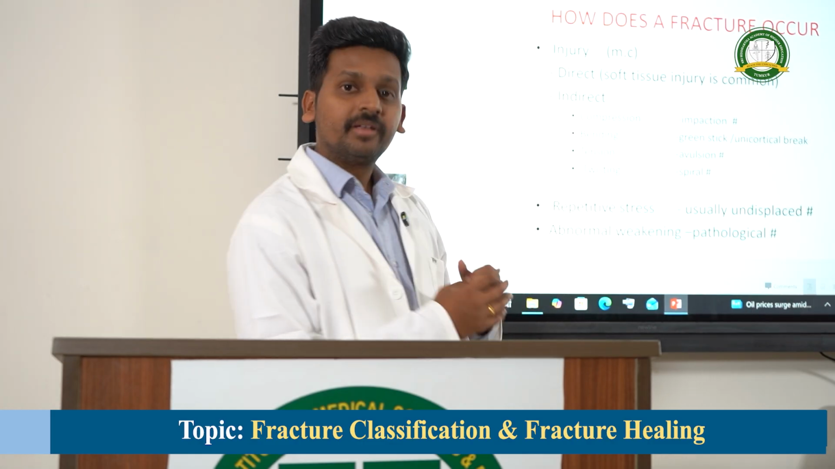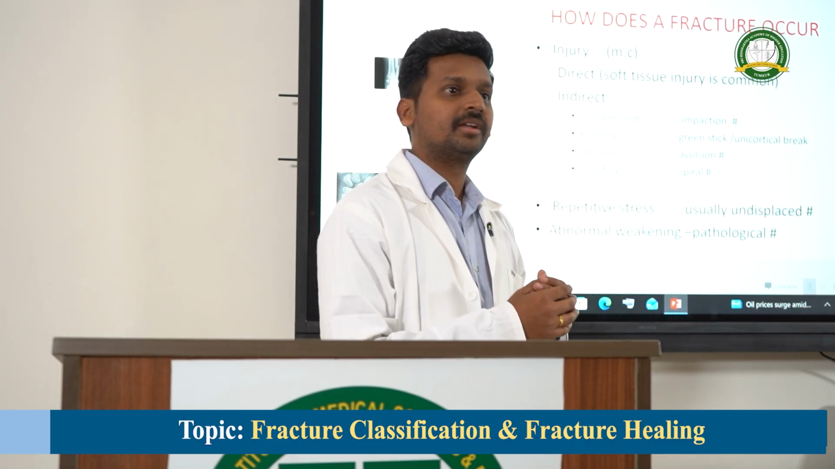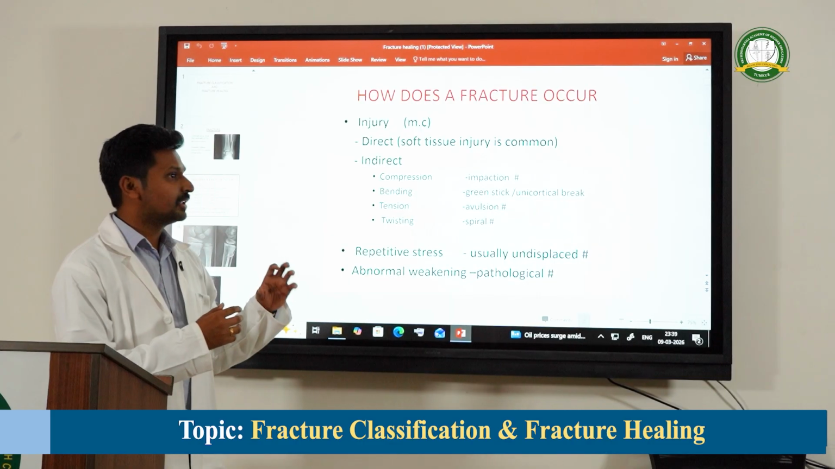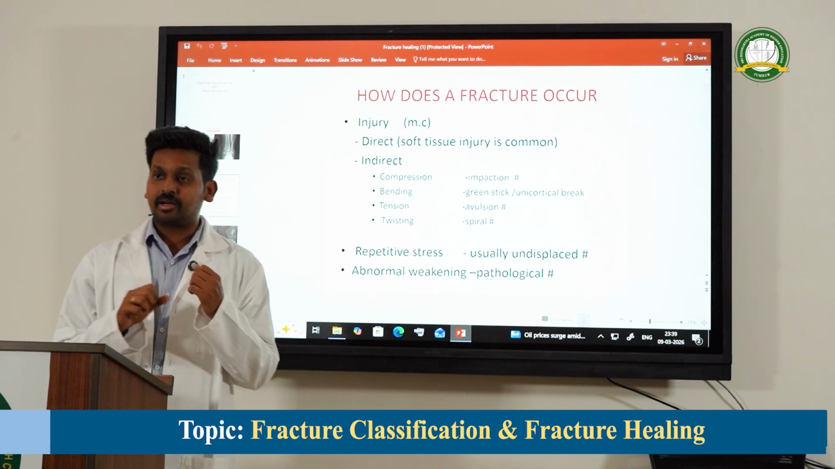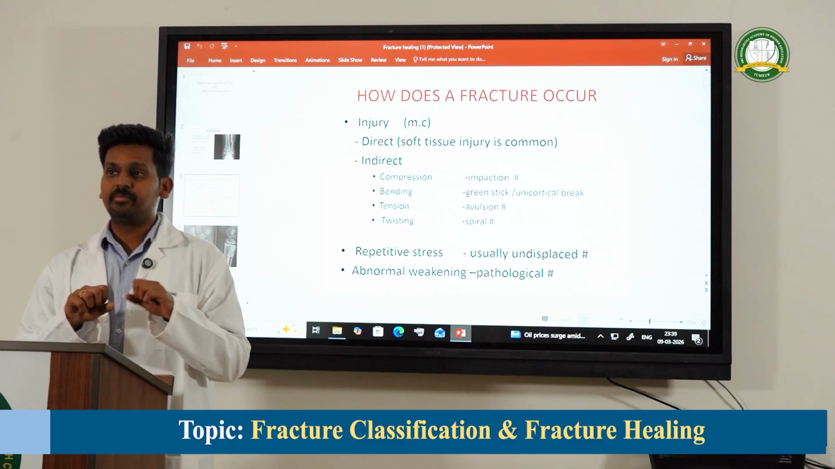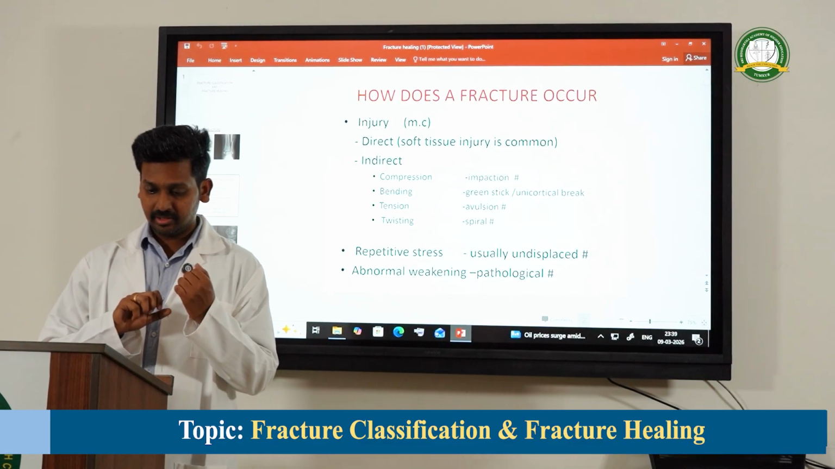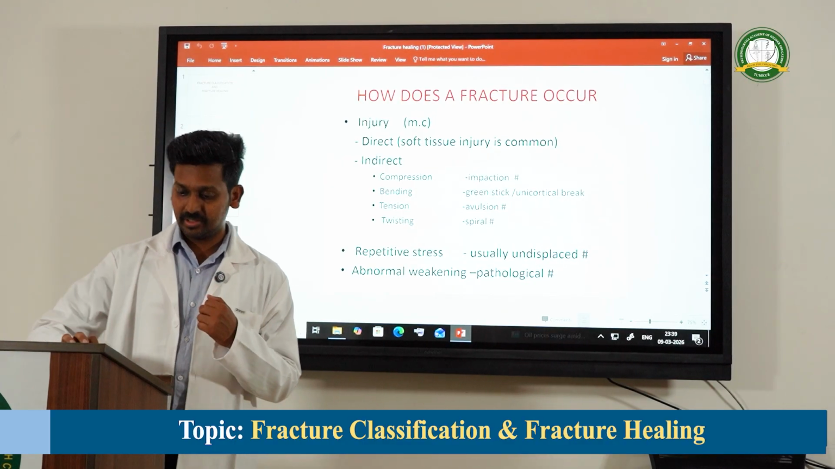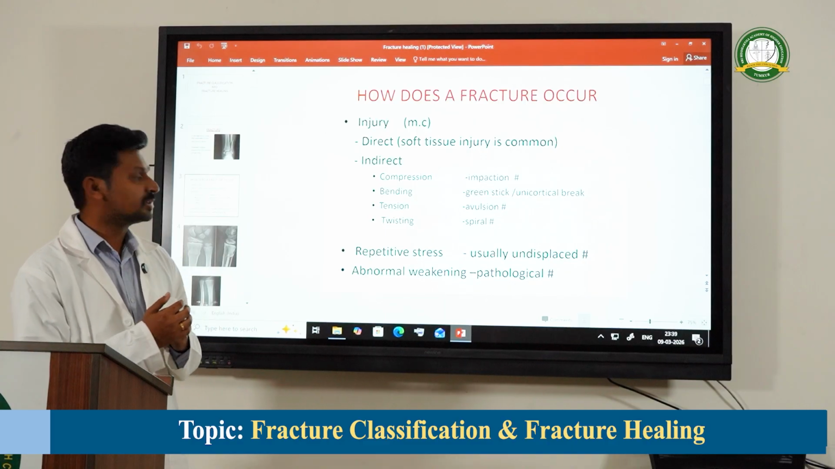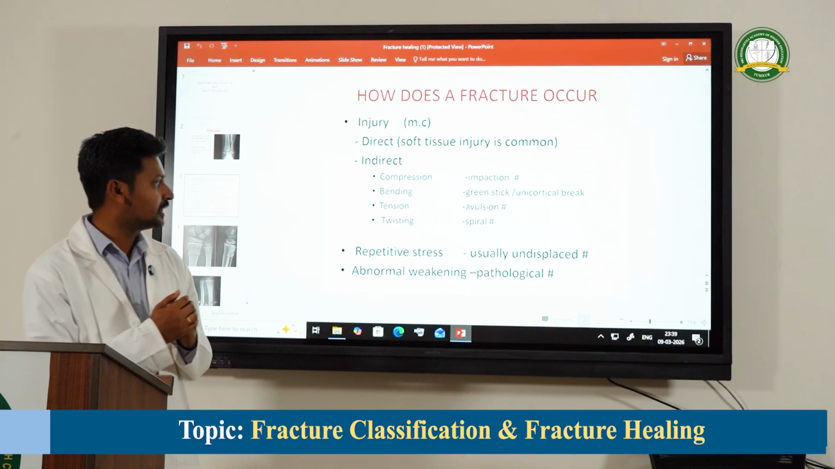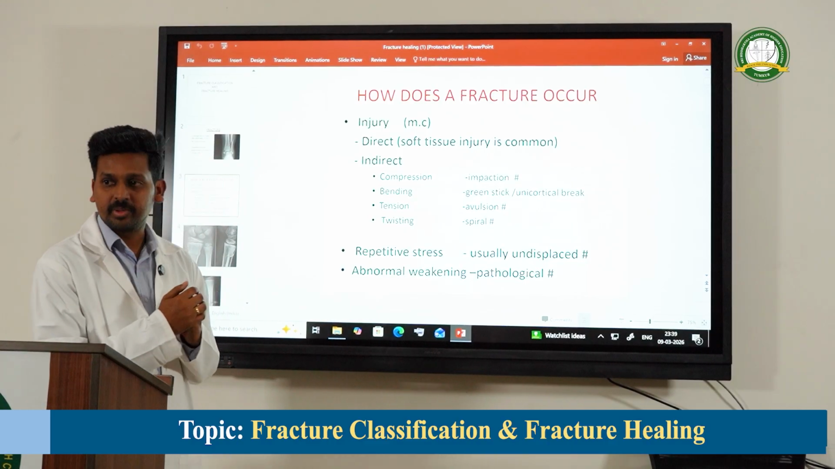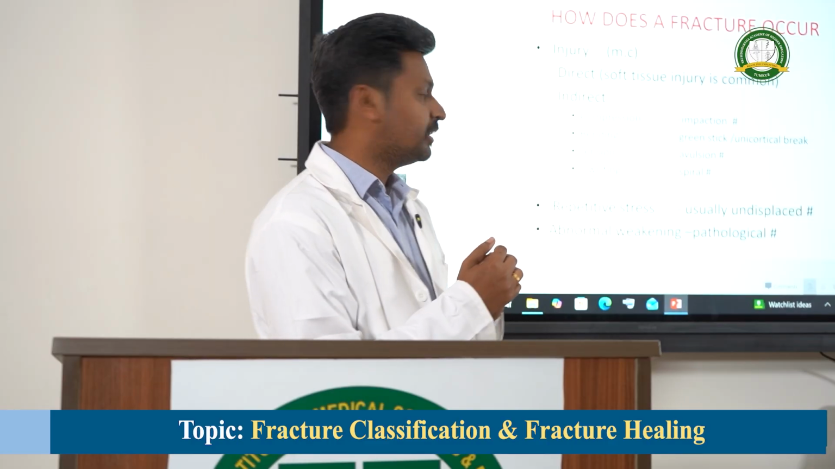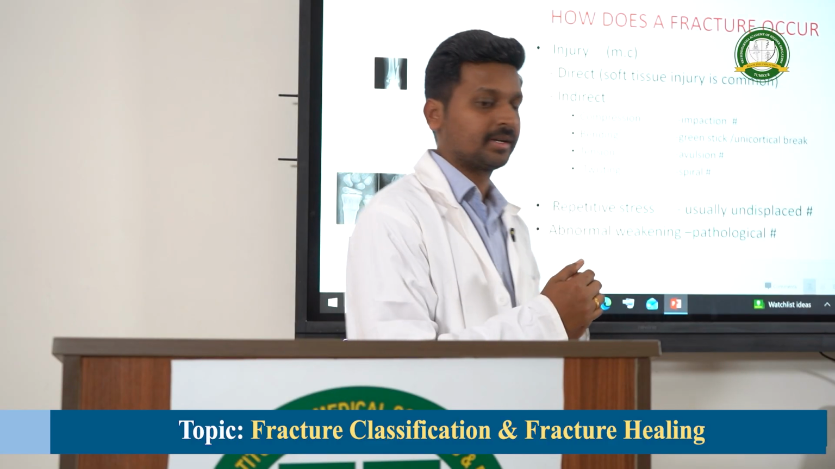When there is a direct injury at the fracture site, there will be involvement of soft tissues. Whereas in case of indirect injuries, it might be due to compression or bending force, or a tension or a twisting force. Other mechanisms of injury are repetitive stress, usually an undisplaced fracture seen mostly in athletes or old age people, and abnormal weakening, which we call a pathological fracture.